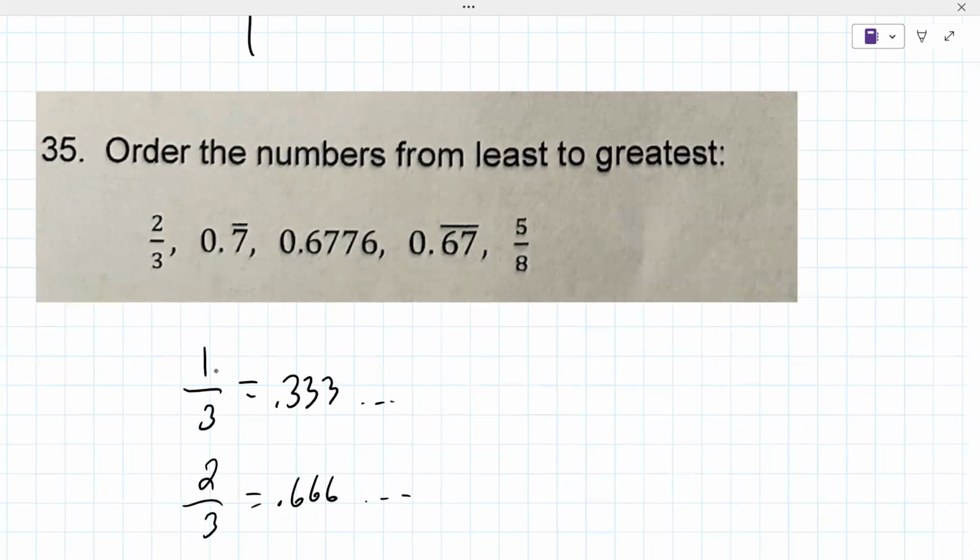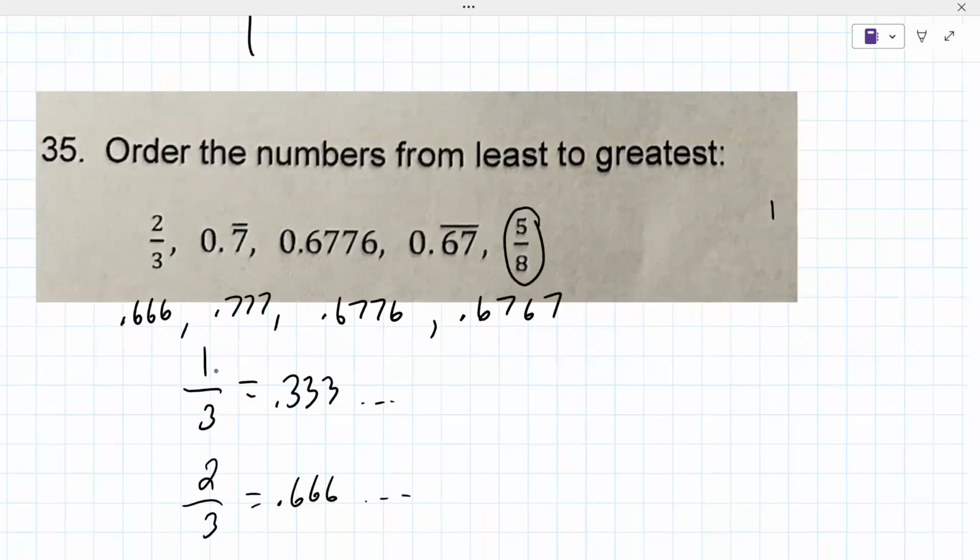And so you're on a good track here, 0.666, 0.777, and then 0.6767. The last one, 1/8 is 0.125. 2/8 is 0.250, and so on. Hang on just a second. So 0.5, so 0.550.